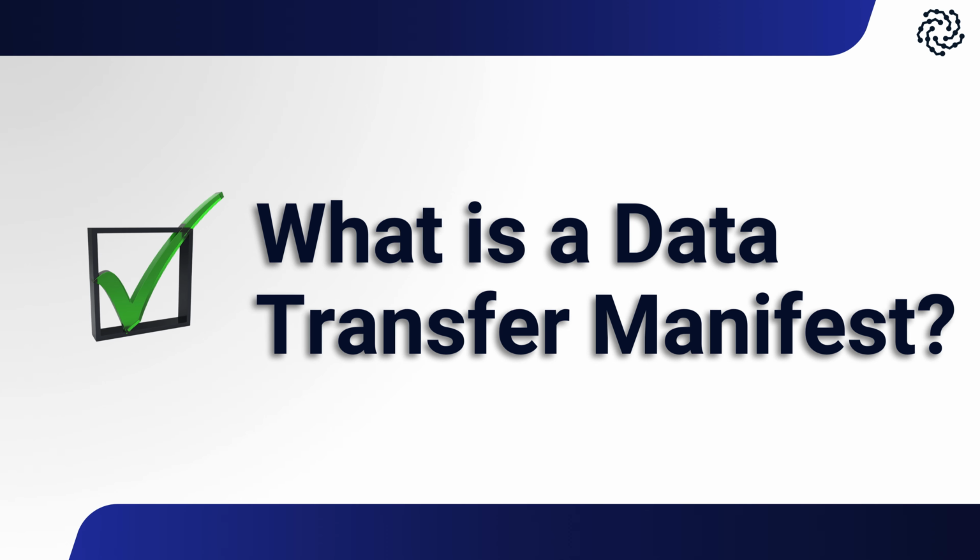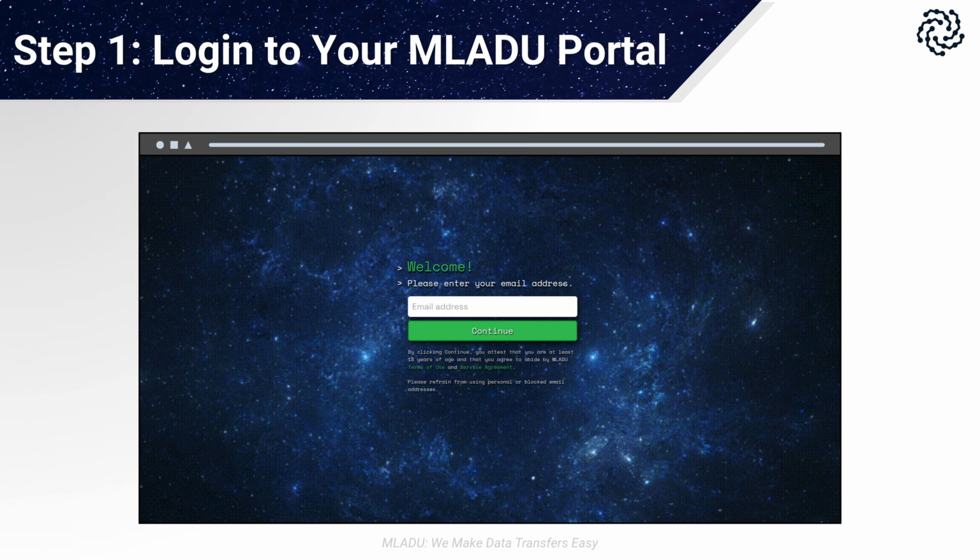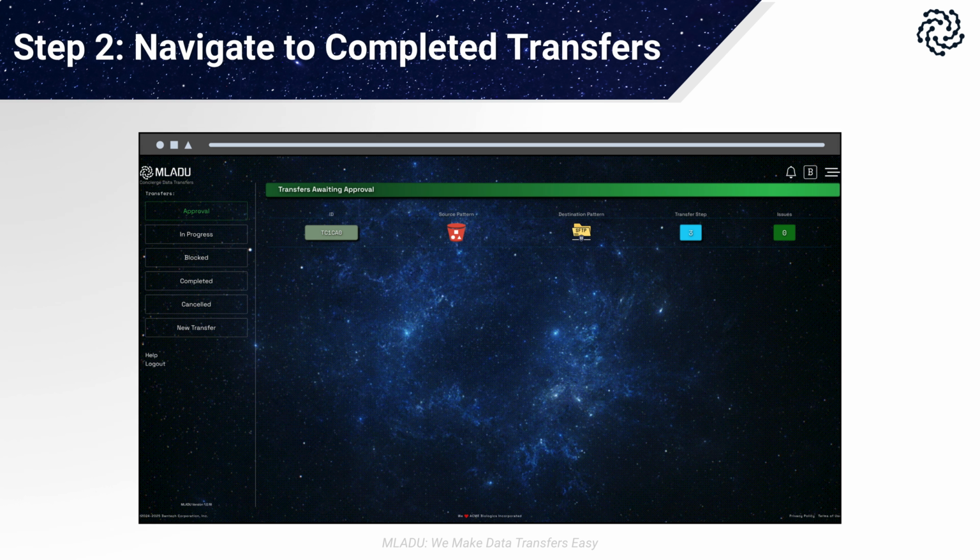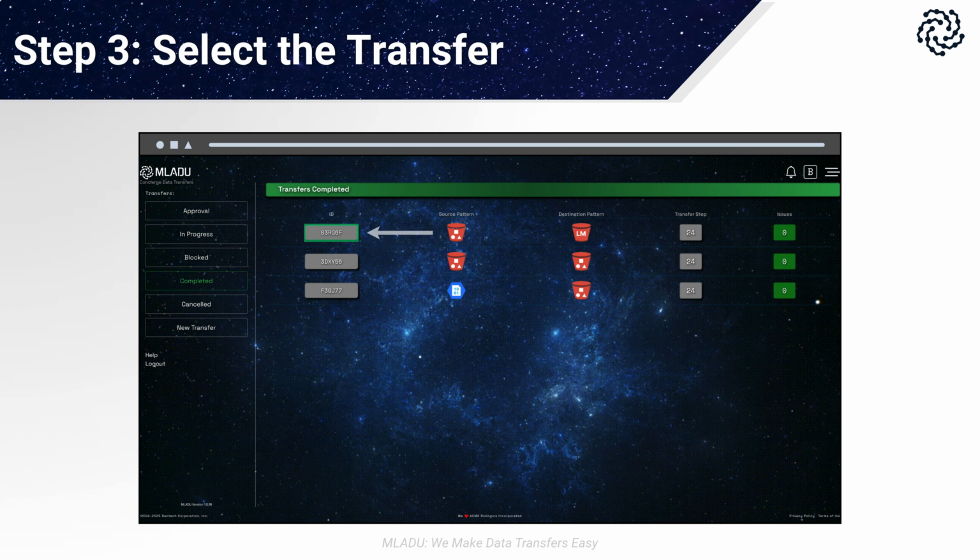Now that we have a basic understanding of what a data transfer manifest is and its importance, let's begin the walkthrough. To get started, navigate to the MLADU login page and enter your authorized user credentials to access your MLADU portal. After logging in, select the Completed button on the left navigation bar to access the record of your organization's completed data transfers. Next, select the transfer ID associated with the data transfer whose manifest you want to view.